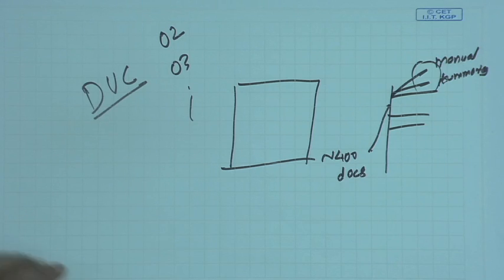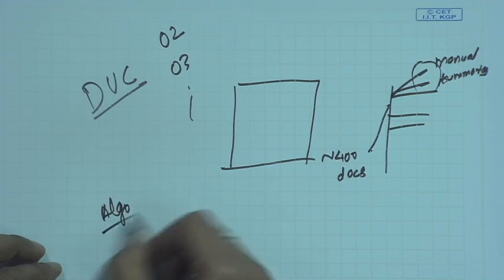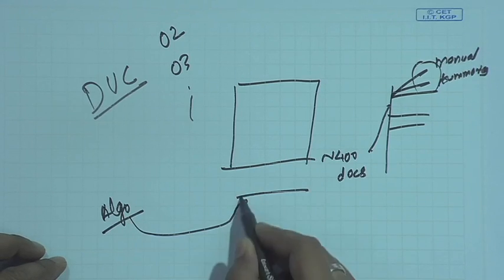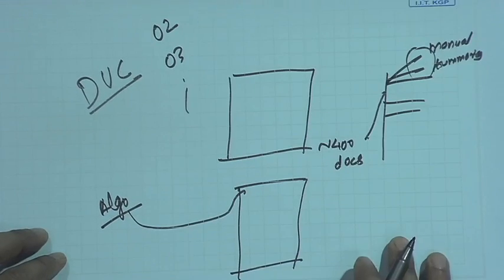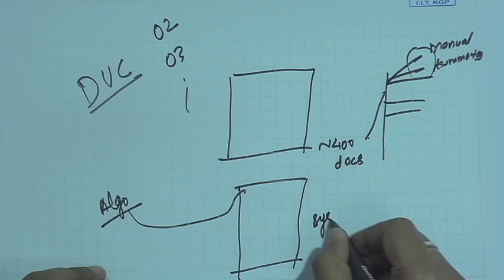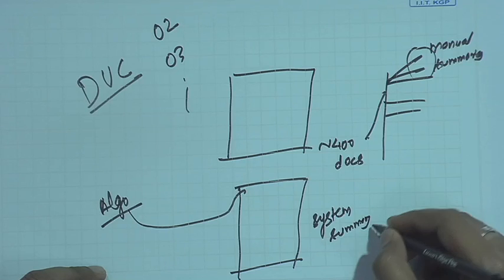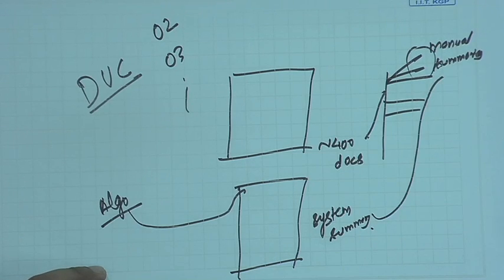So now, once you have your algorithm, you again produce the summary for these 400 documents. So this is your human summary, this is your system summary, and then you try to see how close the system summaries are to the manual summaries.